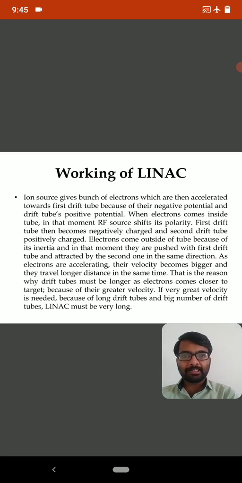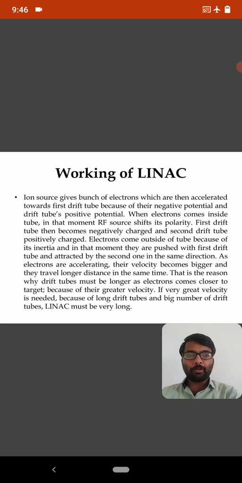When electrons come inside that first drift tube, at that moment the radio frequency source shifts the polarity of the first drift tube. So because of this radio frequency source, the polarity of the first drift tube changes. The first drift tube then becomes negatively charged and the second tube is positively charged. Because of this opposite charge, electrons come outside of the tube because of their inertia, and at that moment they are pushed into the second drift tube from the first drift tube. In between there is a gap, and in that gap, by applying certain potential, the velocity of the electrons will be increased.